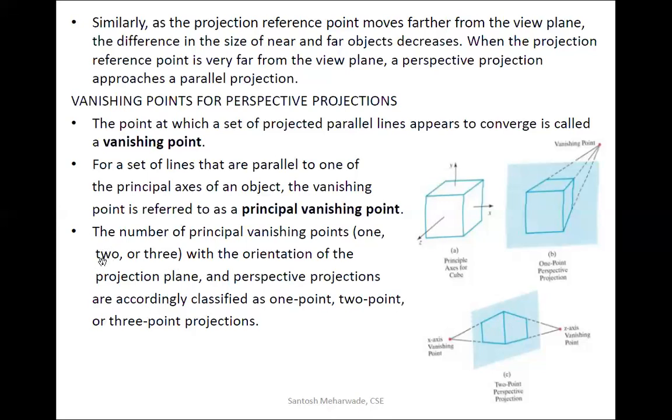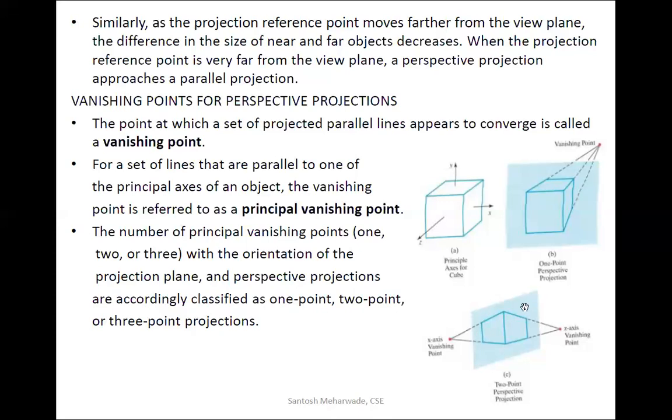Two principal vanishing points means with respect to x and y, y and z, or z and x, the combination of these. And three vanishing points means all three axes are taken into consideration, x, y and z. So this is our 1 point vanishing point, because it is pointing towards the z-axis. If you see, this is the z-axis, and with respect to this, this is also the z-axis. Don't think about whether it is a positive or negative direction, because it is along the z-axis only.